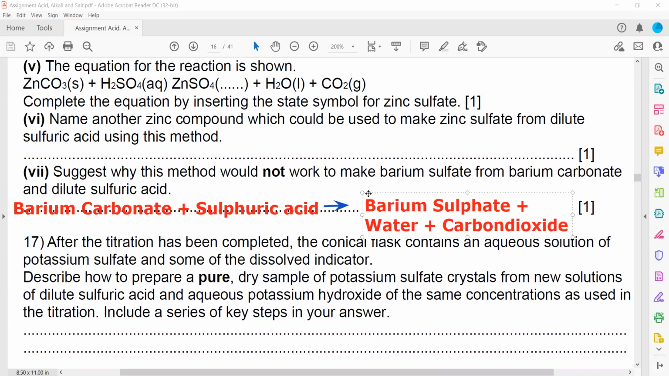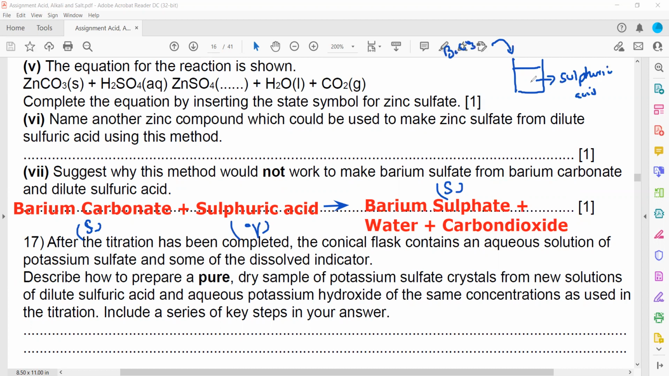So they are asking why this technique is not suitable, because you can see barium carbonate is solid. Barium carbonate is solid, sulfuric acid is a solution, barium sulfate is also solid. So why won't this technique be suitable? If we have sulfuric acid here and we add barium carbonate solid.